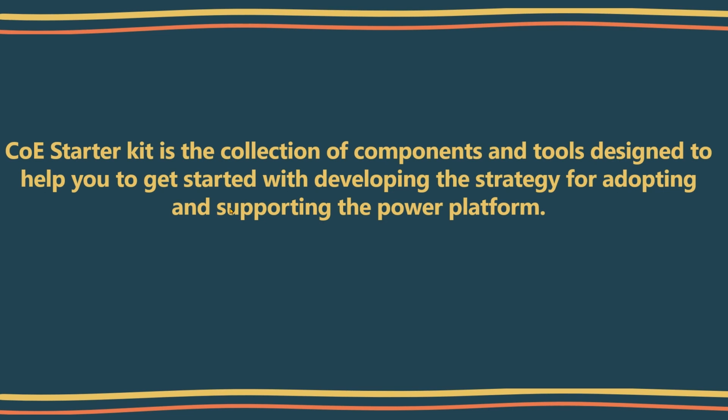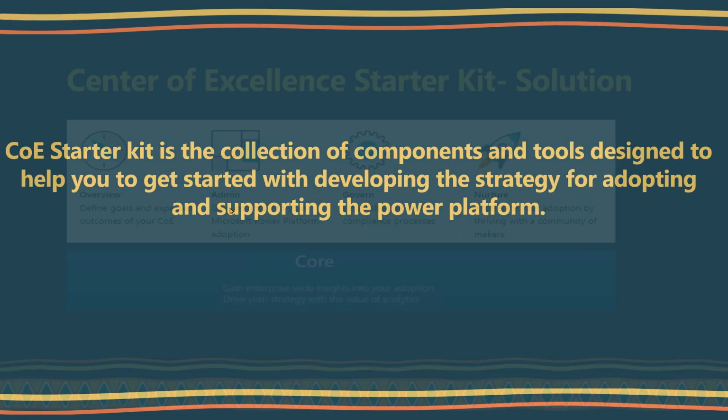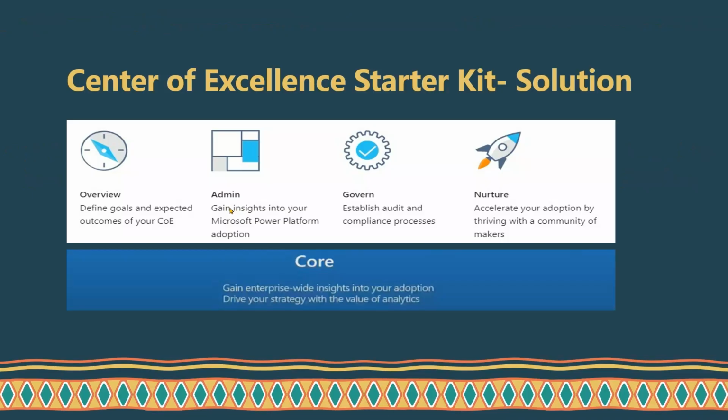So, to initiate the governance process, one option is to start from scratch and build your own template. The other option, offered by Microsoft, is a template approach, that is the CoE Starter Kit, which combines Power Automate, Power Apps, and Power BI dashboards, and helps you kickstart your governance process at scale.